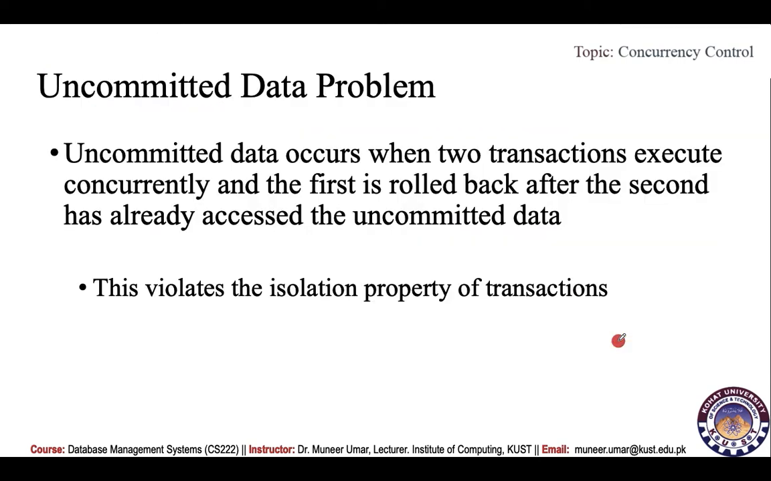Then we have the uncommitted data problem. Uncommitted data occurs when two transactions execute concurrently and the first is rolled back after the second has already accessed the uncommitted data. Both transactions are executing at the same time. One made some changes, but after that rolled back. But before the rollback, the second transaction got something and made some changes on that uncommitted data. This violates the isolation property of transactions. We have already studied the isolation property and ACID properties.